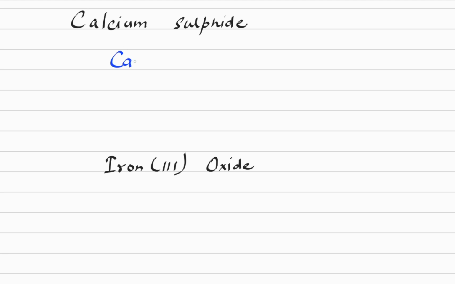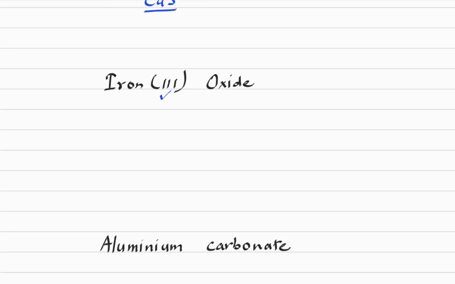Calcium carrying 2 plus charge, sulfide carrying 2 minus charge. Again, charges are equal and opposite, so they can combine in 1:1 ratio. So this is calcium sulfide for you. Now, coming on to iron 3 oxide. Like I said, iron has sometimes 2 plus charge, other times it carries 3 plus charge. So whatever the charge it carries, it would be reflected in the name of the compound given to you. So iron 3 oxide has iron carrying 3 plus charge. An oxide usually is only -2, right?